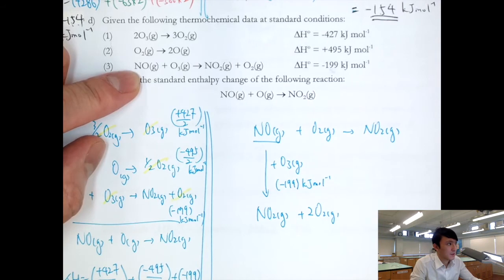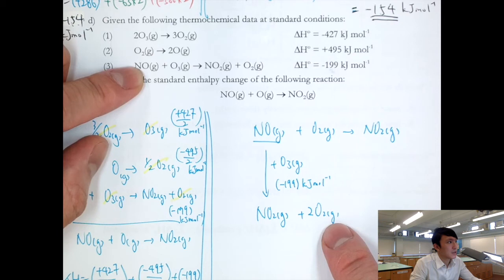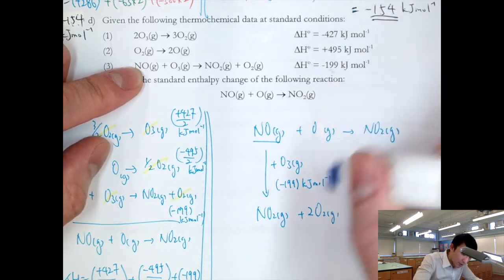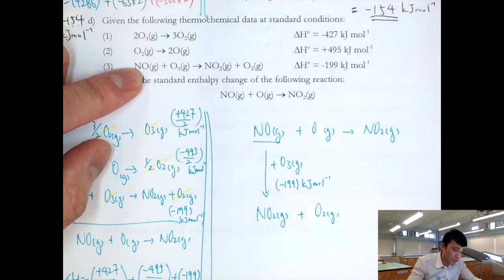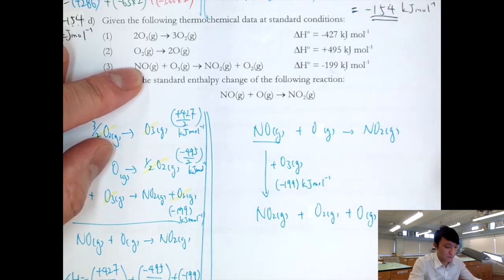Okay, now looking at this equation, we already get the NO2. It's time to get rid of the O2 here. To get rid of the O2 here, first of all, this one is an oxygen atom. Sorry, I made a mistake here. So this one is an oxygen atom. So instead of 2 O2 here, we have 1 O2 plus an oxygen atom. Okay, it should be the case.